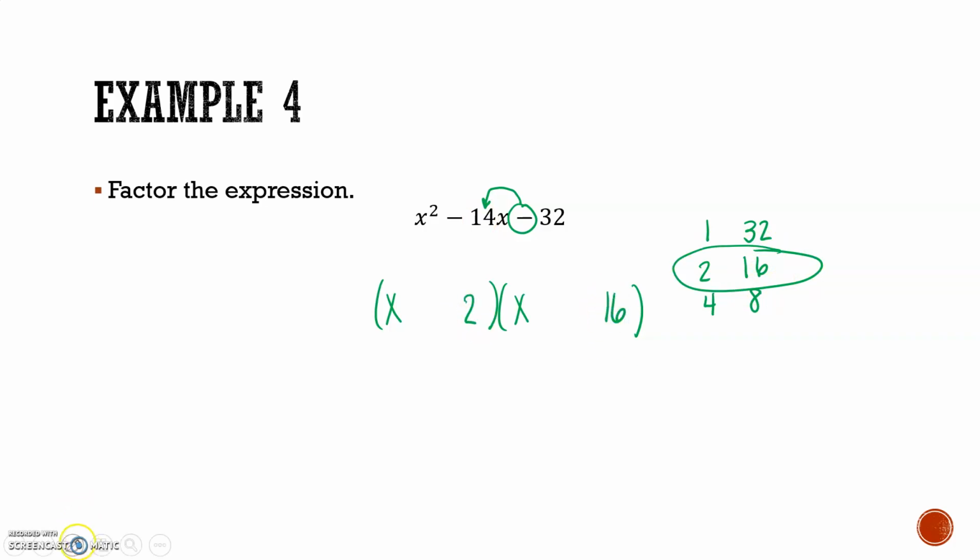Last step is to decide the signs. So are my signs going to be the same or different? They're going to be different this time because this is a negative, and when that sign's a negative and they're different, this sign right here goes with the bigger number. So which one's bigger, 2 or 16? 16's bigger, so that minus is going to go with the 16, and then it's different, so the 2 gets the plus. So that is a brief introduction to, or review of, factoring.